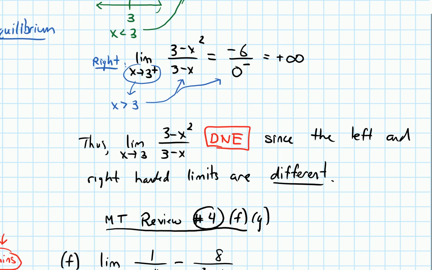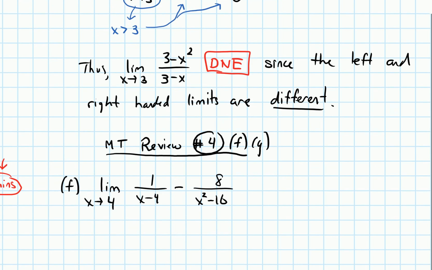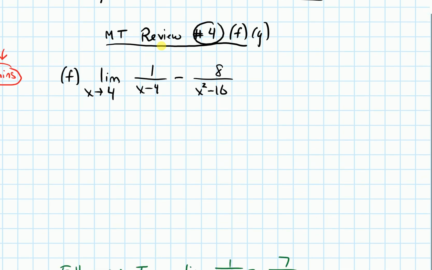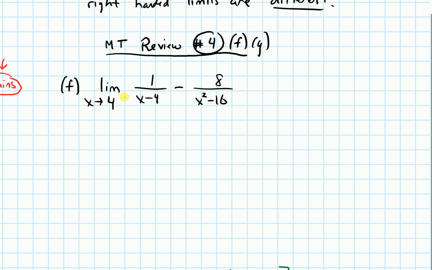All right, so let's do a couple more practice problems, this time from the midterm review practice problems. So this is problem number 4, and I'm going to look at part F first. So we have the limit as x approaches 4 of this fraction minus this other fraction. So pause the video for about 2 to 3 minutes to try this one.